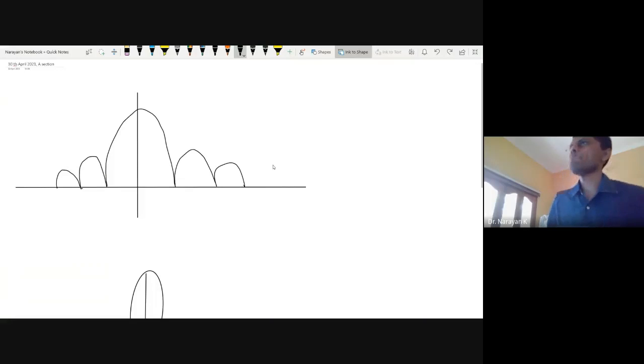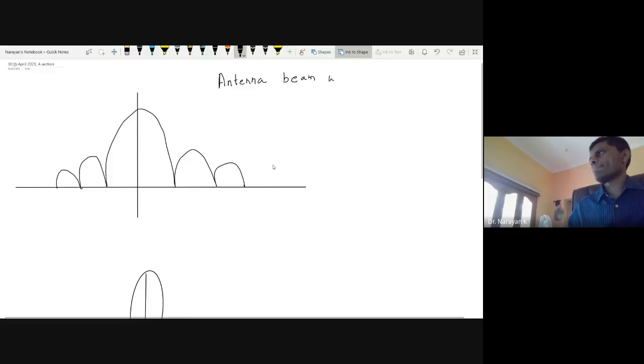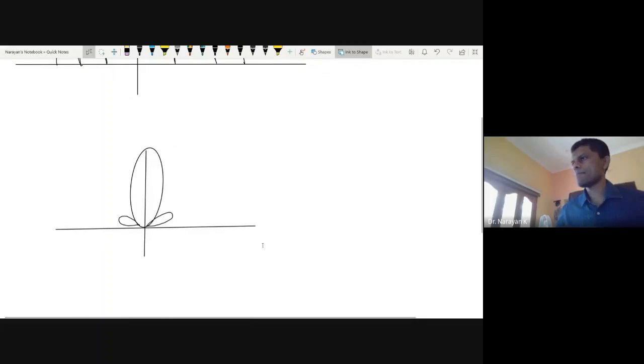In today's class we will understand what is antenna beam width. How does an antenna radiate power? Whenever an antenna radiates power, it radiates through various lobes of the antenna known as the major lobe and the minor lobe of the antenna.